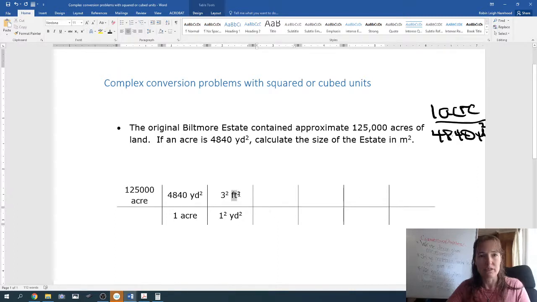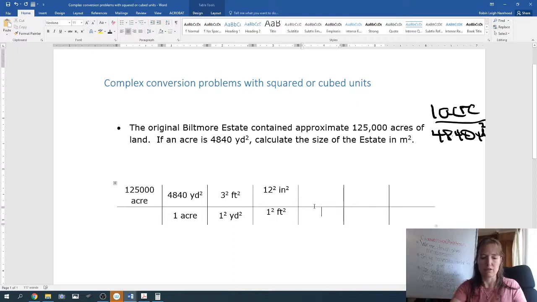Now I want to get rid of feet squared. I don't know anything about feet squared, but I do know about feet and inches, and I'm going toward inches because I want to go into the metric system. 1 foot is equal to 12 inches, but I don't want it to be one dimension, I want it to be two. So I'm going to square the number and the unit. You have to square both. Now I've got inches squared.